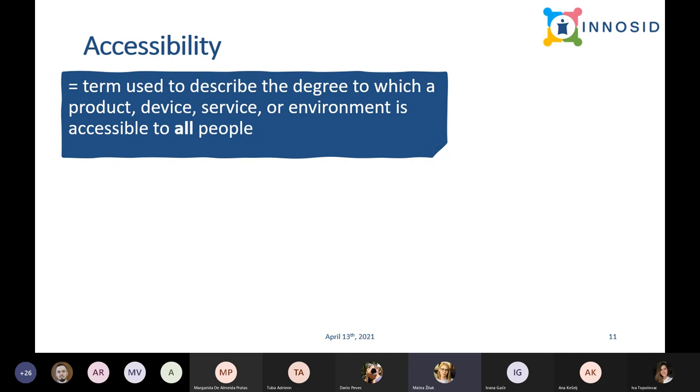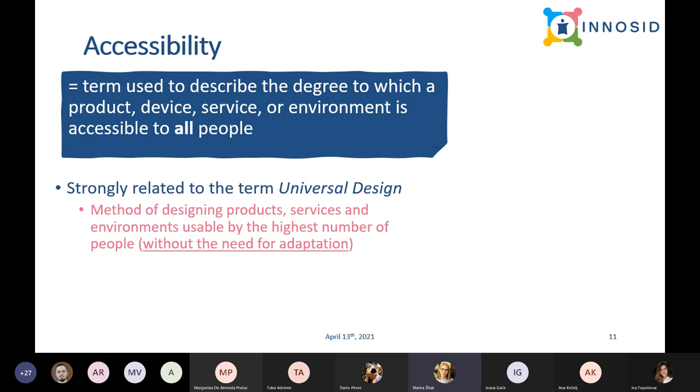Accessibility is a term that is used to describe the degree to which a product, device, service, or environment is accessible to all people, including people with disabilities and including the elderly. There are some terms that are strongly related to accessibility. This one is universal design. Maybe you have heard of it. It is defined as a method of designing products, services, and environments that are usable by the highest number of people possible, and that without the need for adaptation. Maybe the best known example is the one you probably use every day. It is called a sidewalk ramp or curb cut.